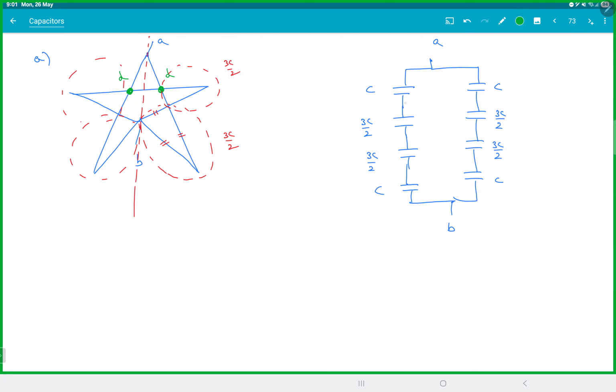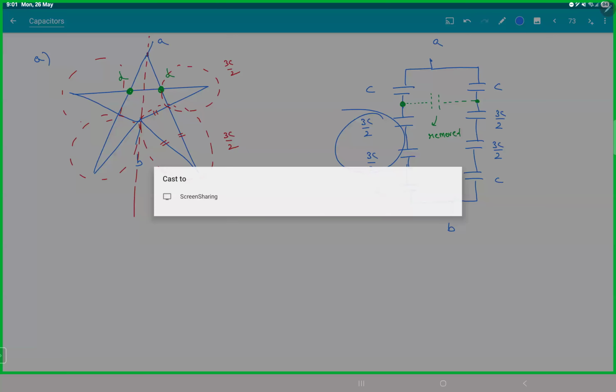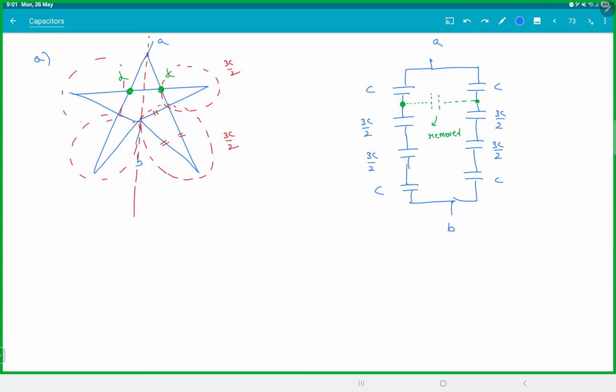So actually, you can remove this capacitor in the middle because both the points are at the same potential. This guy can be removed. So if I actually open the star, this is how it looks. Is that making sense? This capacitor in the middle can be removed because left and right are the same. And then you're done. How much is this? So this is 3C by 4, C by 2, 3C by 4, C by 2. And then double that, 6C by 7.